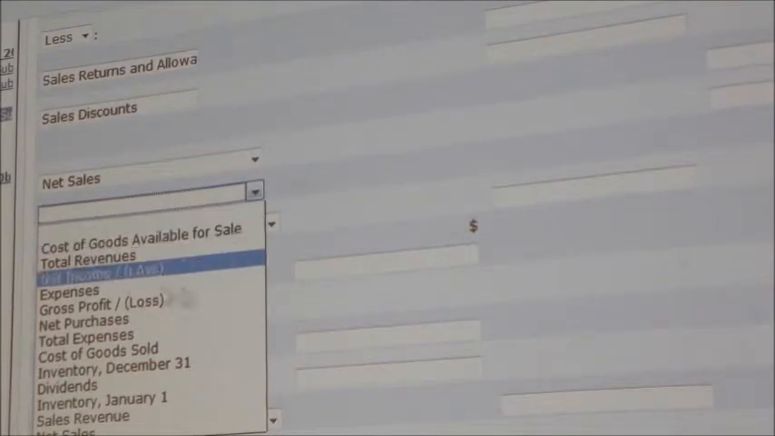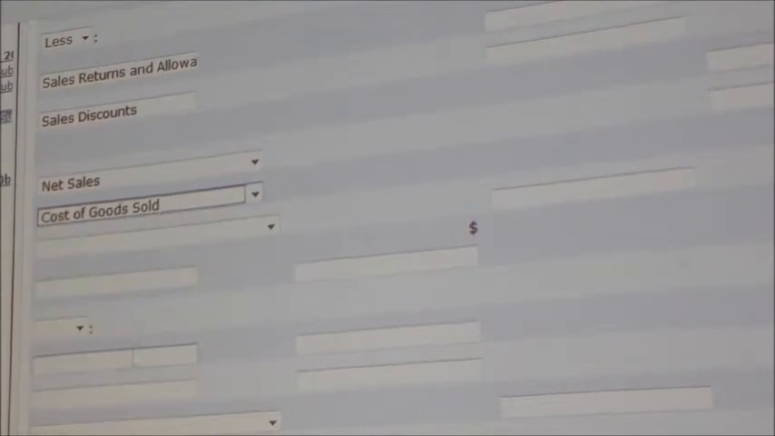Now we're into the section. What usually goes right below net sales? Cost of goods sold. Yep, that's what we're going to put here. Instead of putting in a cost of goods sold, because they don't give it to us, we have to figure it.